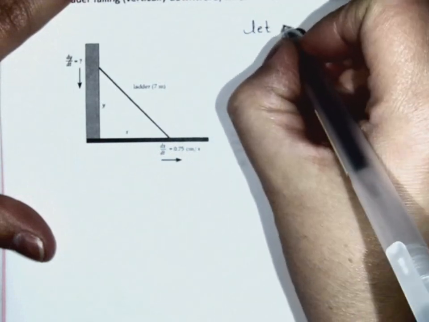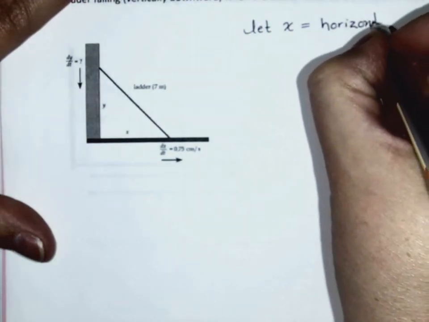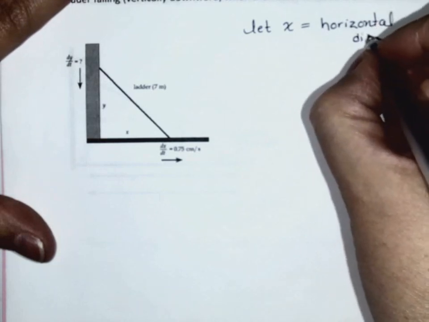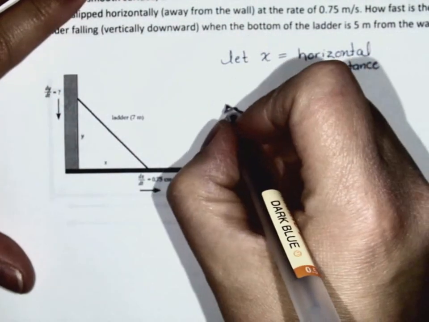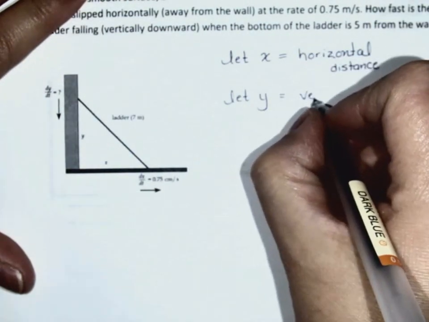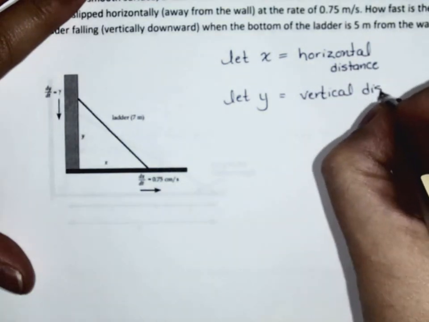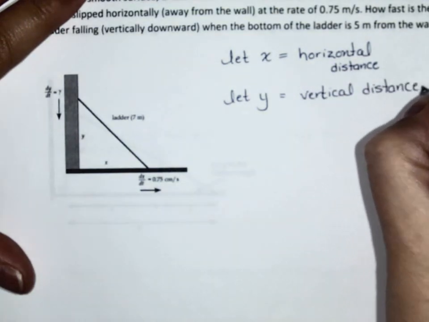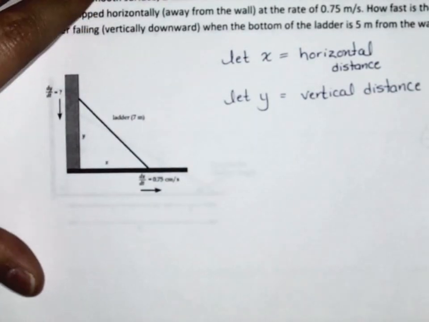So let x equal the horizontal distance. And I need one more variable. What's my last variable?